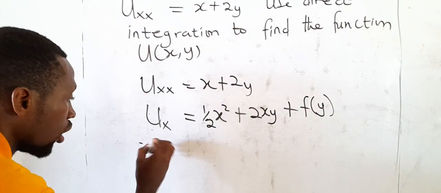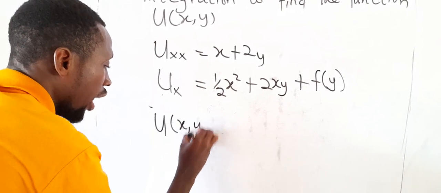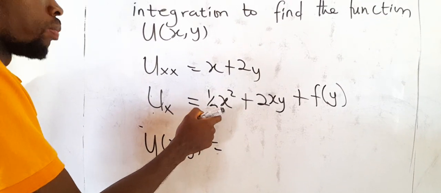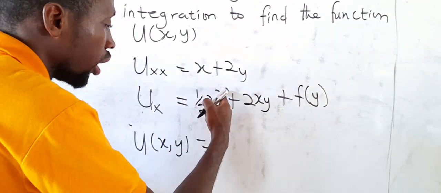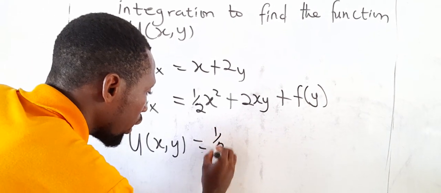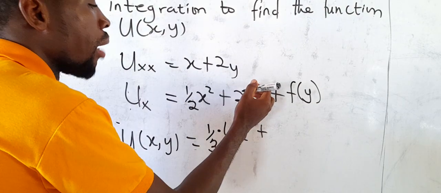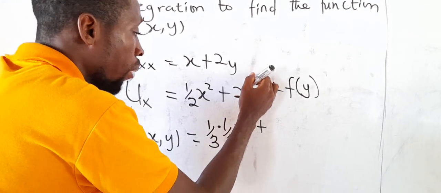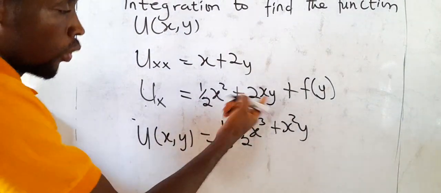Now the second integral, remember how we integrate this, we'll get a function back. So u, which is dependent on x and y, will pop out. We are integrating again with respect to what? With respect to x. So we add again, that will be 3. We divide by the result. So we have 1/3 times 1/2 x squared. Then plus, remember, we integrate these two. Remember, 1 plus 1 here, y will be kept constant. 1 plus 1 will be 2, divide by the result, so we get x squared y. I hope you get that.